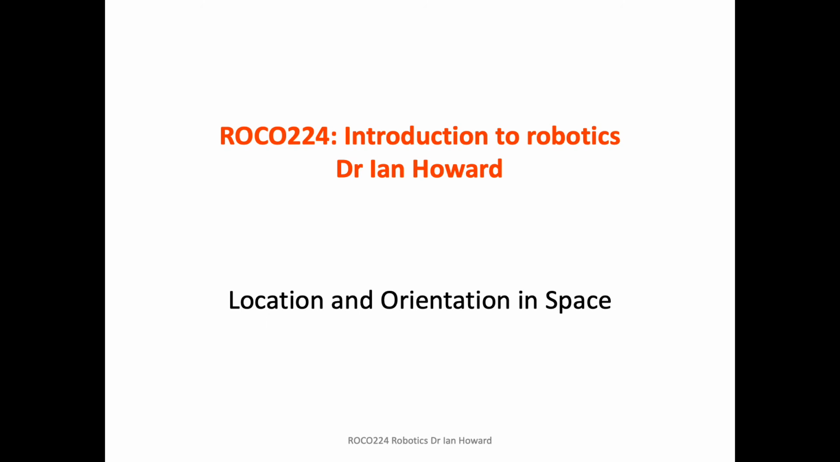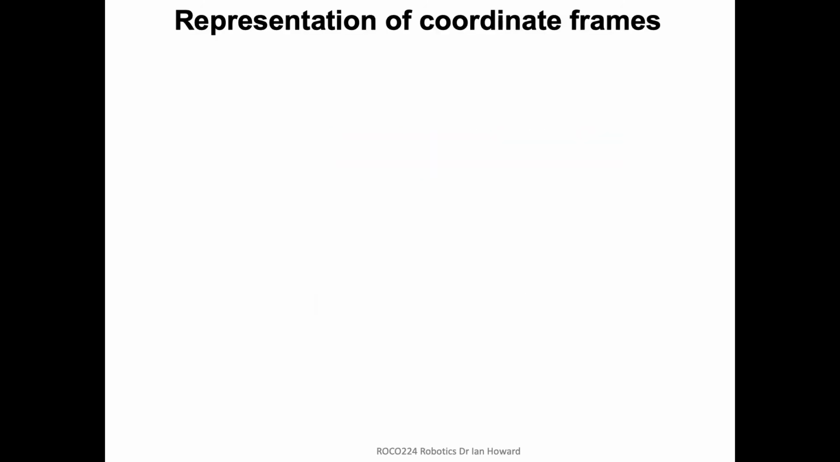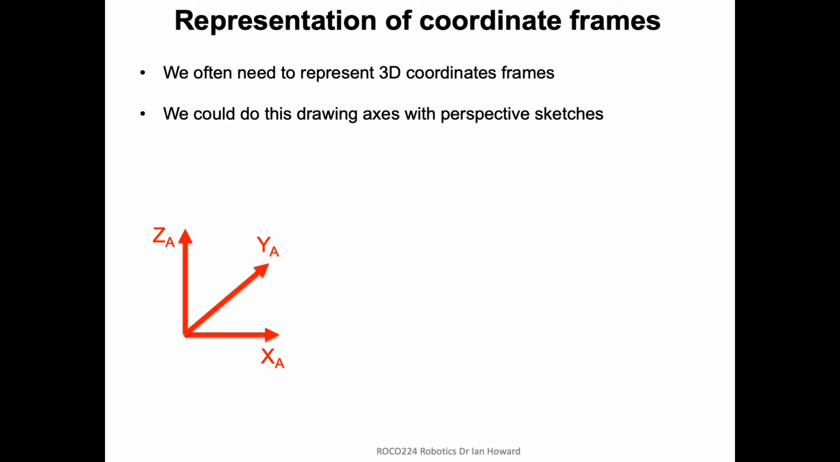Let's now consider how we represent location and orientation in space. We will often need to represent things in three-dimensional space, and often we'll have to sketch things out, as well as what we mean in terms of what frame is involved and how the point relates to the frame. One way of doing this is using a perspective sketch.